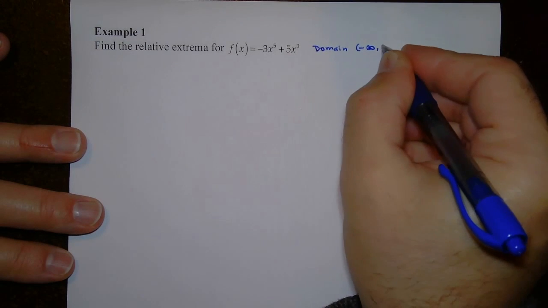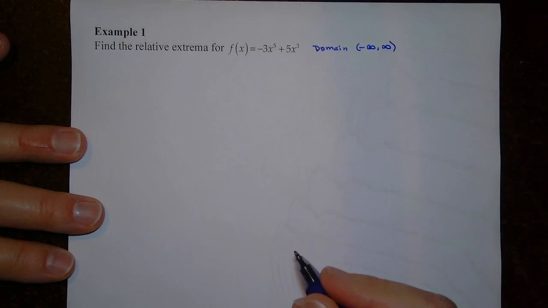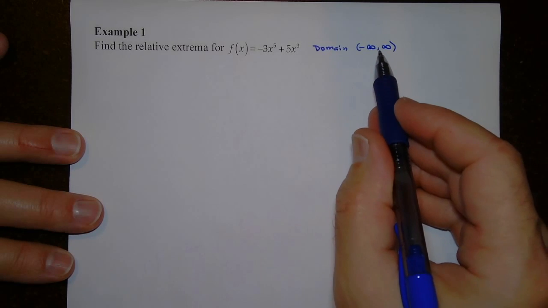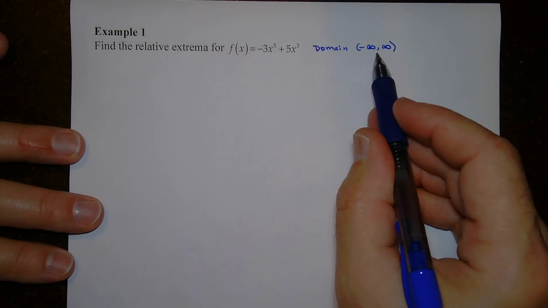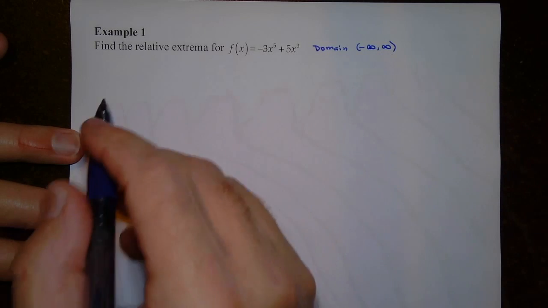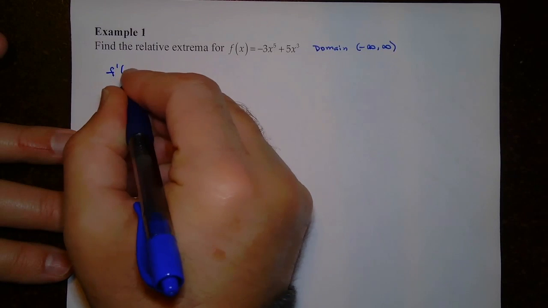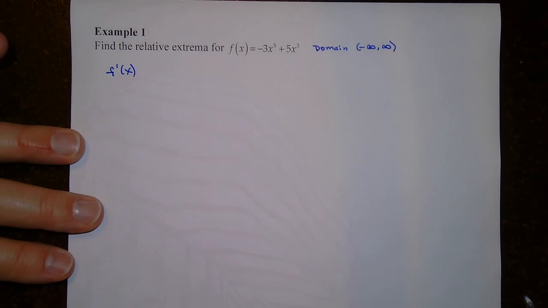So we always need to look at the domain for this, because if we get a critical value and it's not in that domain, then we can't use it. Now we have to go about finding the first derivative, and we're doing this in order to figure out where these horizontal tangents are.